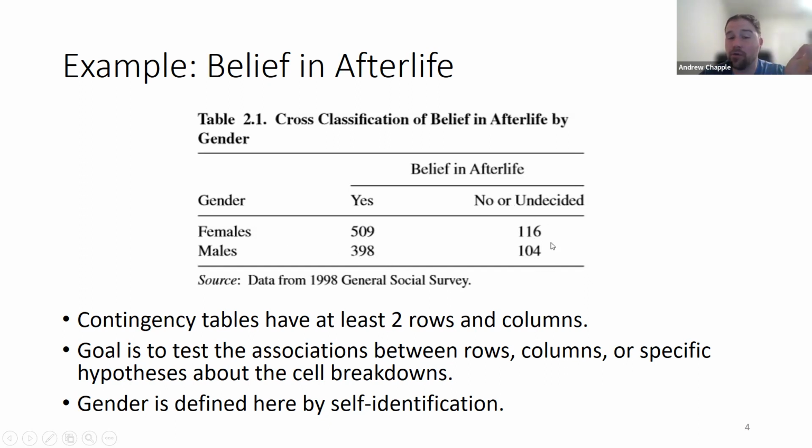So if I want to get the total number of males, it'd be 398 plus 104. If I want to get the total number of self-identified females in my data set, it'd be 509 plus 116. If I want to get the total number of people who do believe in the afterlife, it'd be 509 plus 398. And if I want to get the total number of people who don't believe in the afterlife or undecided, it'd be 116 plus 104.